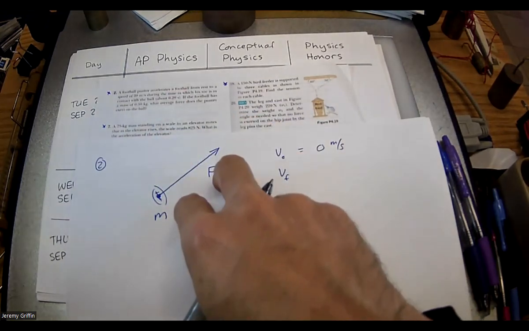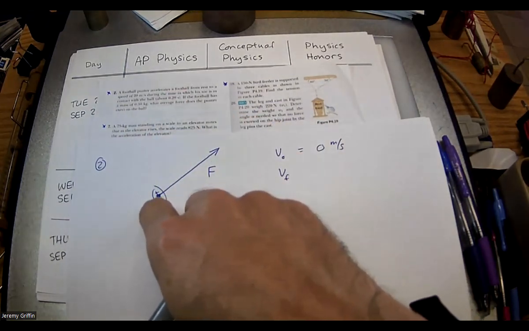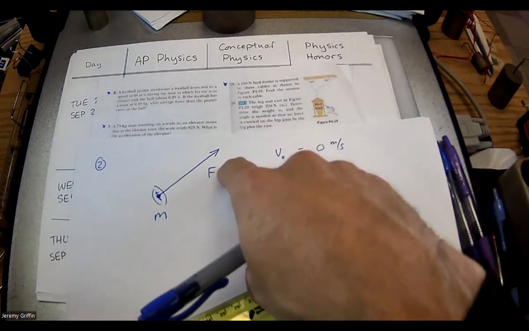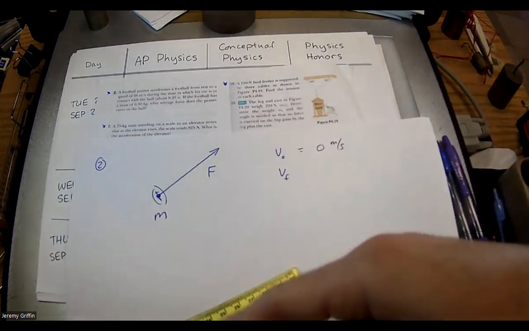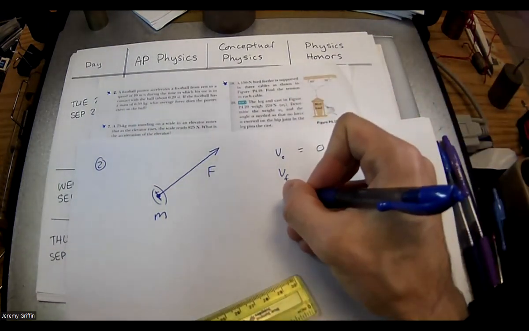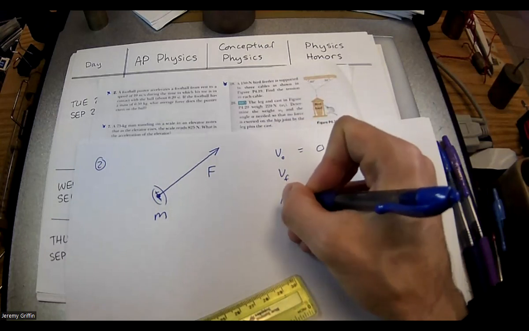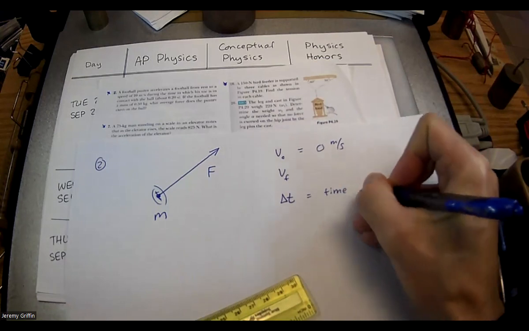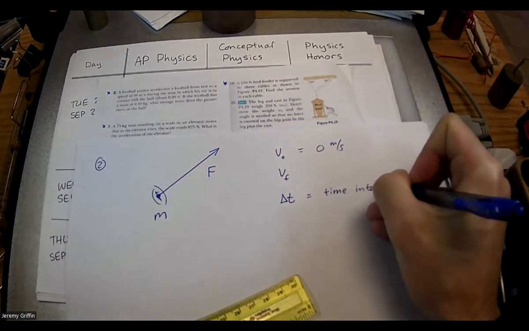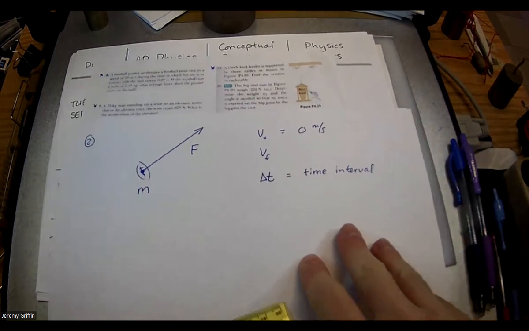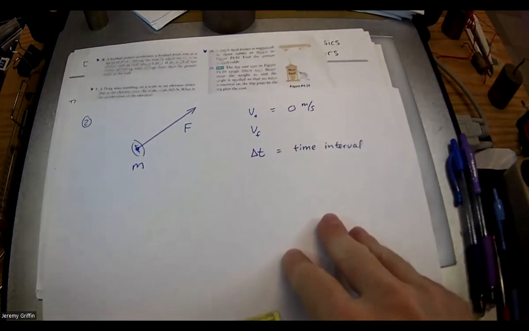Could you guys imagine if his foot is in contact with the football for twice as long, if that force is acting twice as long, it's going to accelerate the football even more, and it's going to speed up even more. So there's some delta t for the time interval. Sometimes they'll just say t, sometimes delta t, like a change in time, a time interval. You see that? So we've got all these things going on.